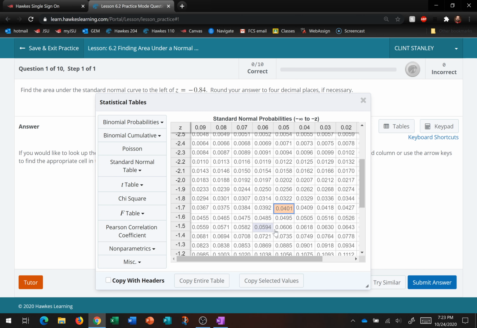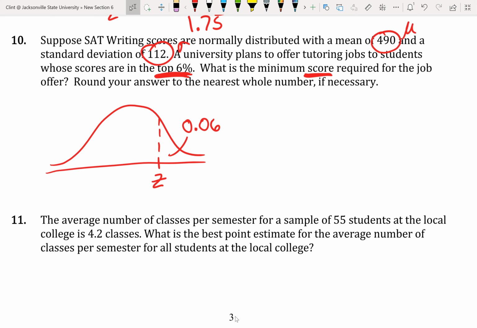Okay. So here are two that are close. I've got negative 1.56 and negative 1.55. On this one, it's exactly between these two, so we would add them together and divide by 2. We'd do 1.56 plus 1.55 and divide by 2. And if we do that, we'll get 1.555. And remember, I'm not using the negative because I'm taking the opposite. So my z is 1.555.